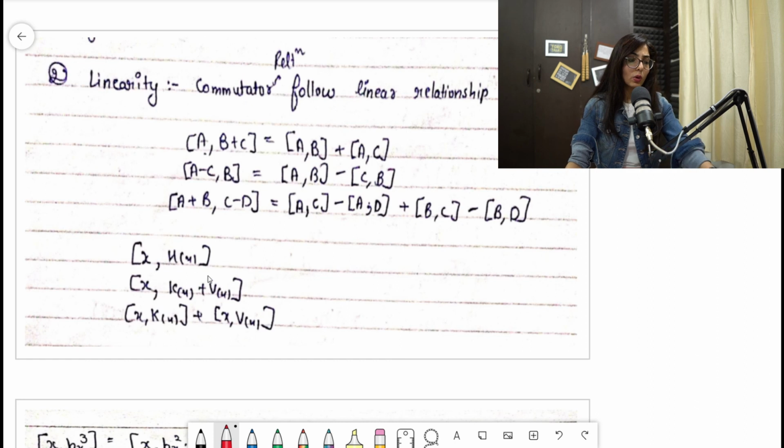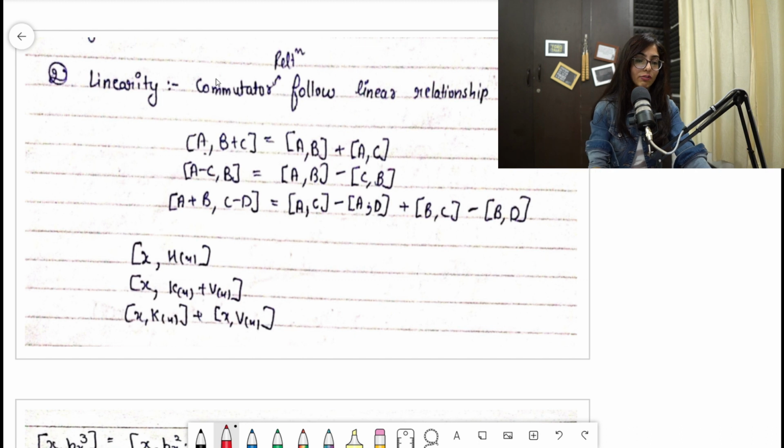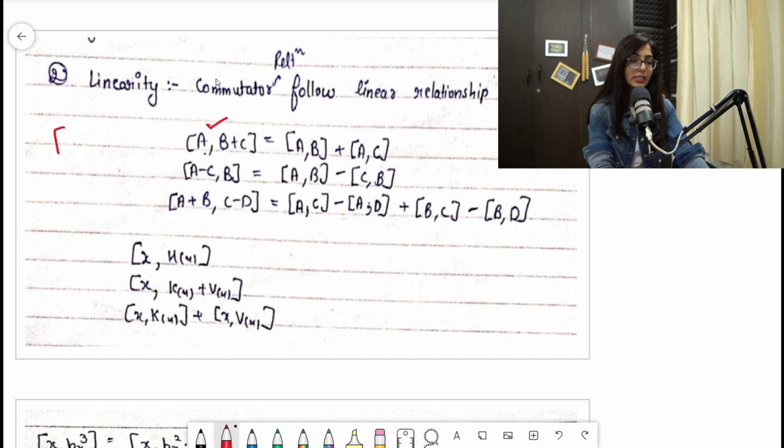Let's see what is the linearity property of operator. The commutator relation follows the linear relationship. Suppose something is in this form: [a, b + c]. How will you solve that? First take the first couple, then take the later couple. So I take a with b, that will become [a, b].